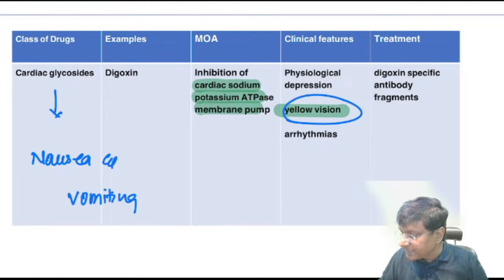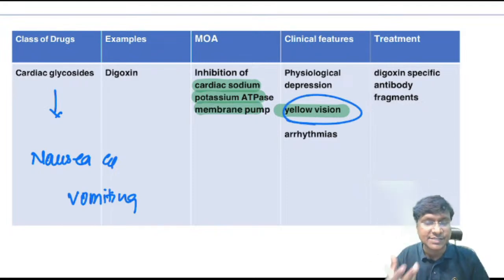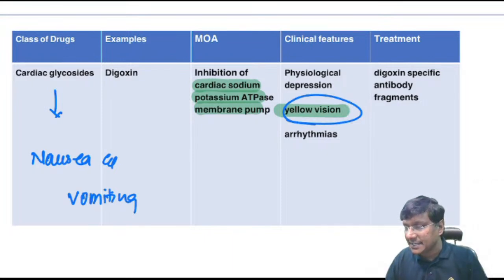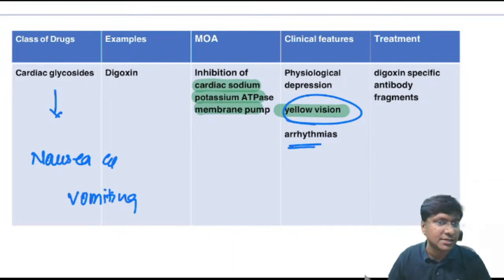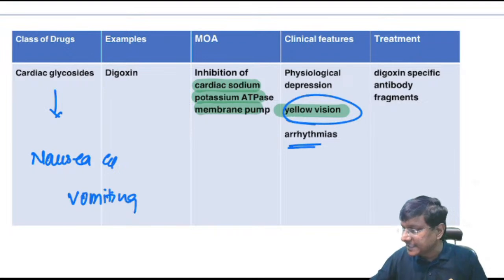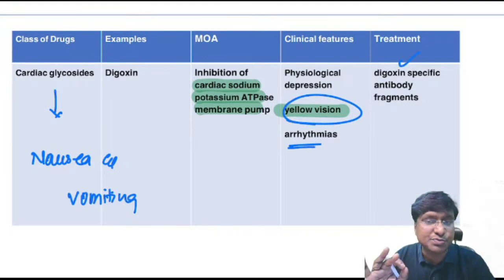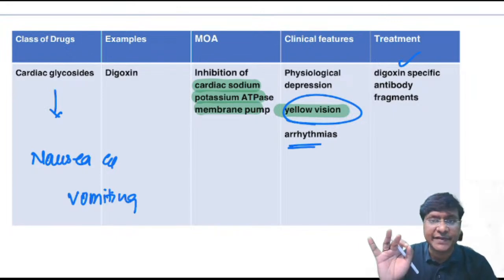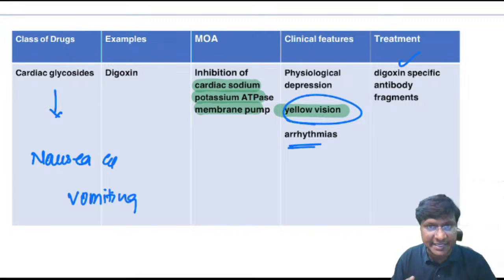And the other features will be in the form of visual abnormalities, and that visual abnormality is in the form of yellow vision. And because of the cardiac glycosides, the other important abnormality is the arrhythmias, which we have just discussed. And what will be the drug of choice in case of digoxin toxicity? That is digoxin specific antibody fragments, right? This particular digoxin specific antibody fragments should be given for hemodynamically compromising dysrhythmias, right?